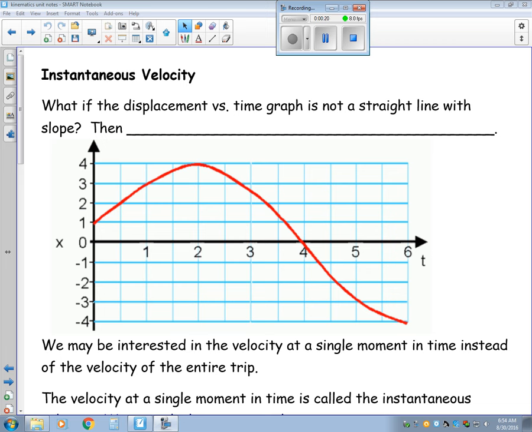So here I have a graph. It's a position versus time graph, and we can see that it's a pretty long curve. When you don't see any noticeable slopes, then the slope of a tangent line will be the velocity at that instant in time.